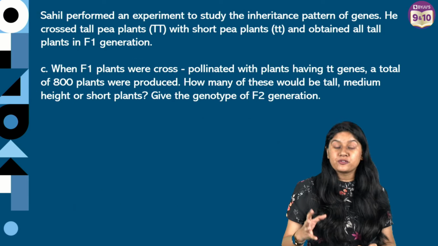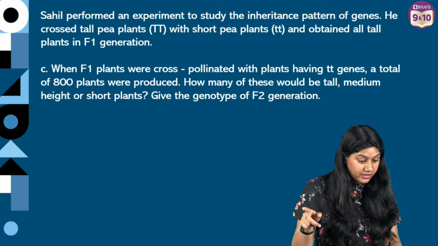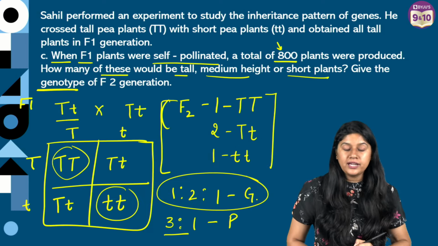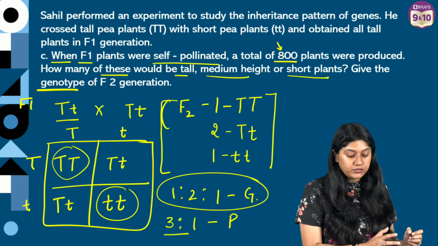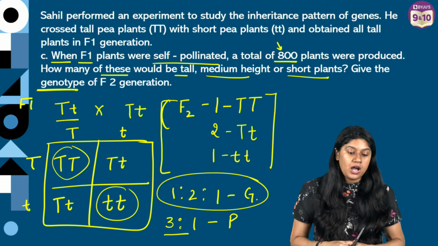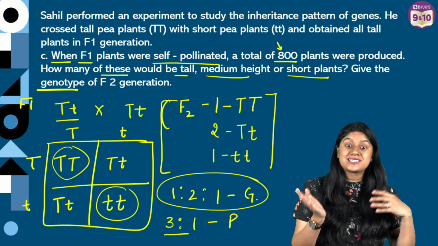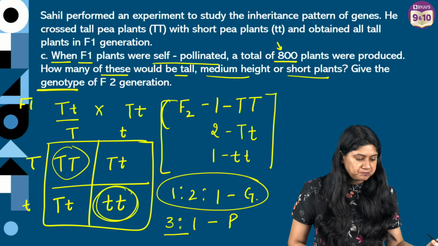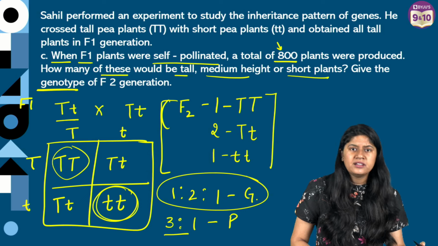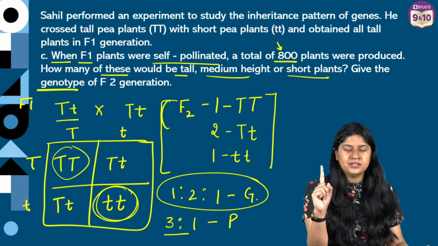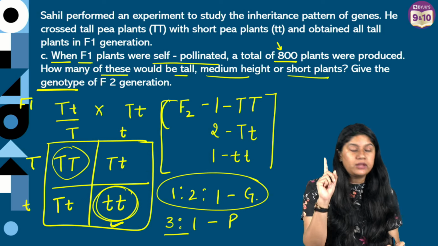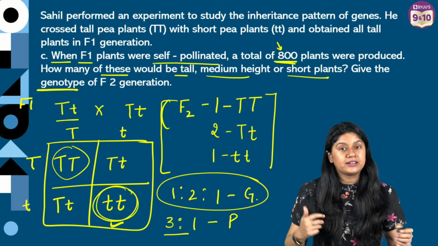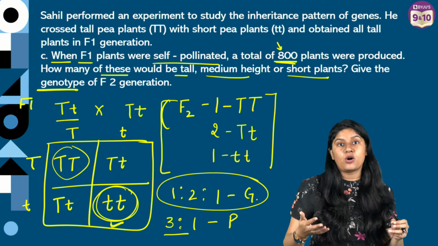Moving to the OR part of this question, right? The other part of this question is, out of the 800, how many of these will be tall and how many of these will be short? Of course, 600. We can clearly see over here that amongst the 4, only 1 is short. So out of 800, with very simple math, 600 will be tall and 200 will be short.